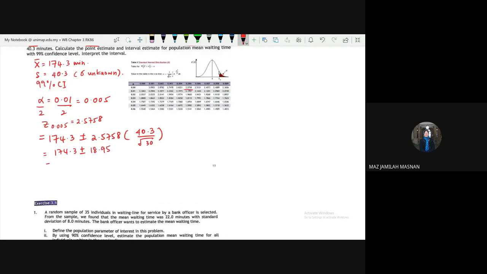So if you calculate your interval, it will be from 155.35 until 193.25. So you can also write as 155.35, 193.25. So now, how do we conclude?